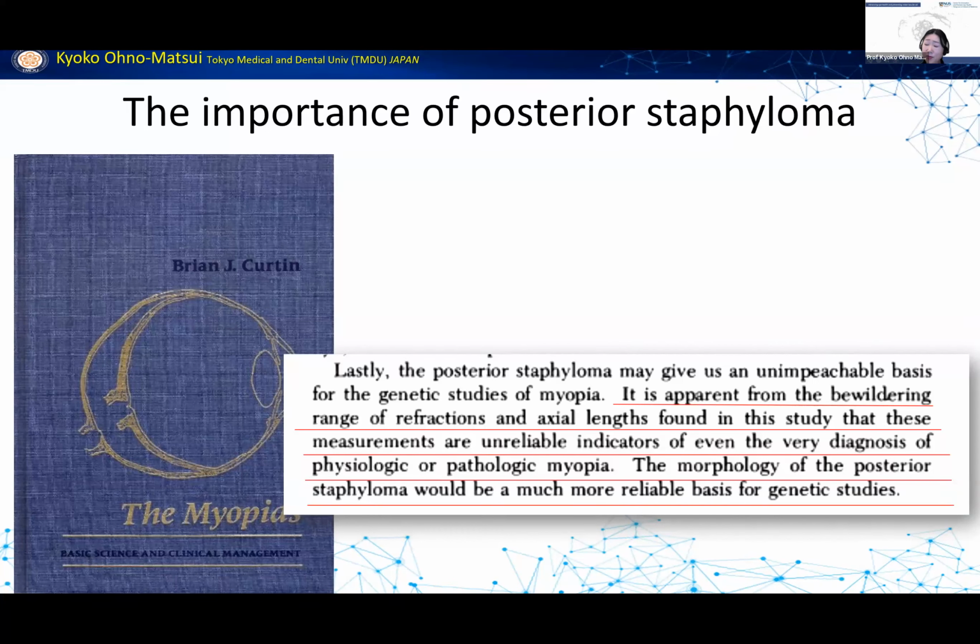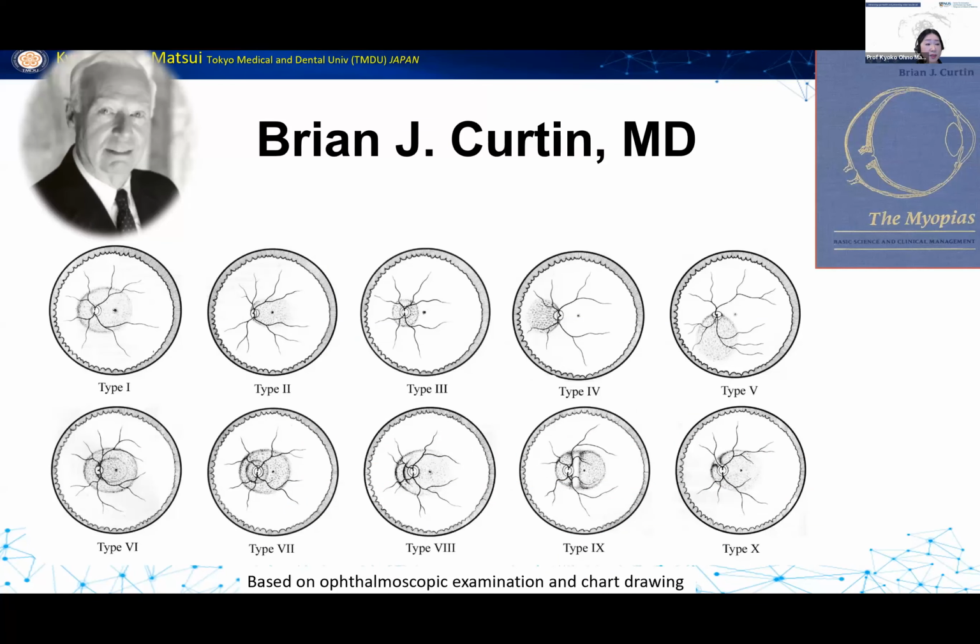I have been studying, analyzing, and examining pathologic myopia for many, many years. But when we keep studying pathologic myopia, like Dr. Curtin, we reach posterior staphyloma. Curtin classified staphylomas into these 10 different patterns. The first 5 were simple staphylomas, and the remaining 5 are compound staphylomas. Compound staphylomas are characterized by additional irregularities within an area of staphyloma.